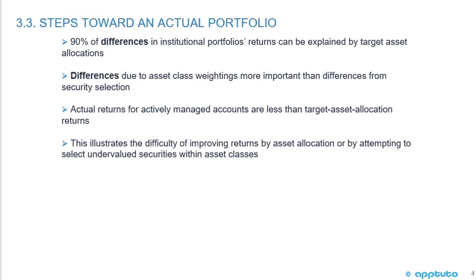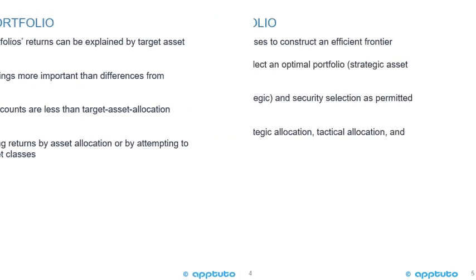Differences due to asset class weightings are more important than differences from security selection. Actual returns for actively managed accounts are less than target asset allocation returns. This illustrates the difficulty of improving returns by asset allocation or by attempting to select undervalued securities within asset classes. What that's saying is that in very efficient markets, long-term on average, most actively managed accounts haven't outperformed their benchmarks.